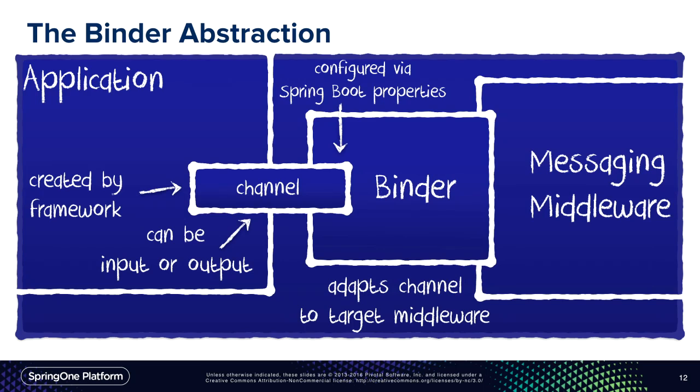The application declares channels, the framework instantiates those channels, injects them into the application, and then uses Spring Boot properties to configure them. You have different properties that you can configure. Some of them, for example, are middleware related. Some of them are what actual middleware destination it should connect to, like what topic, for example. How data should be encoded when it goes on the wire, right? So the binder is basically central to adapting to the target middleware.